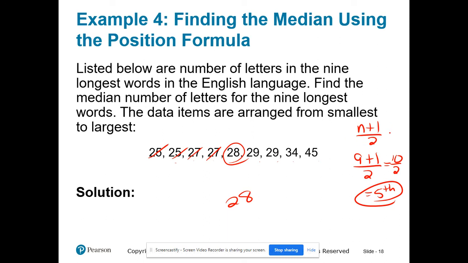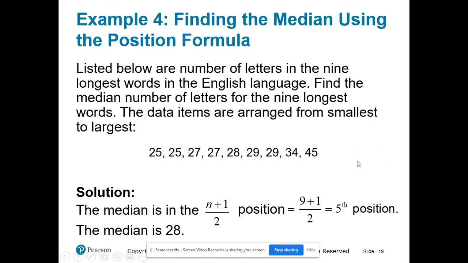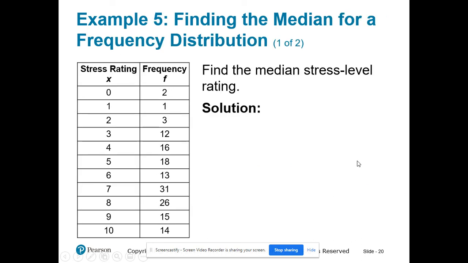Using this is useful when we have a whole bunch of numbers. Crossing them out end to end works really well when you only have 10 numbers. But if you have 1,000 numbers, you really want to use this position formula. All right, I am going to stop here and pick this up in another video.